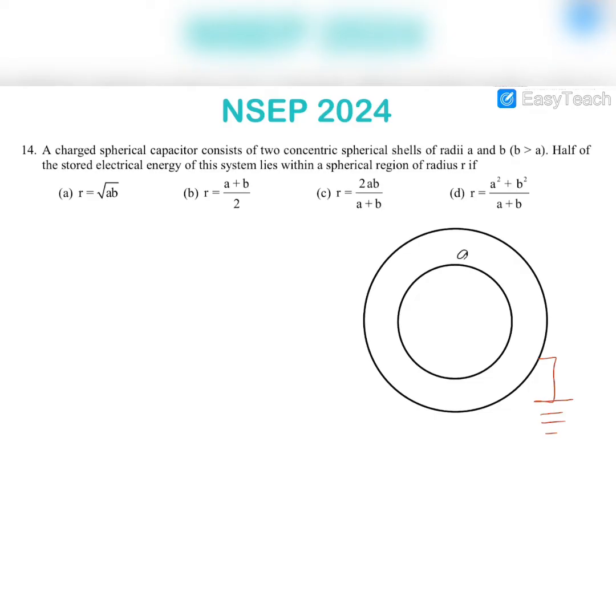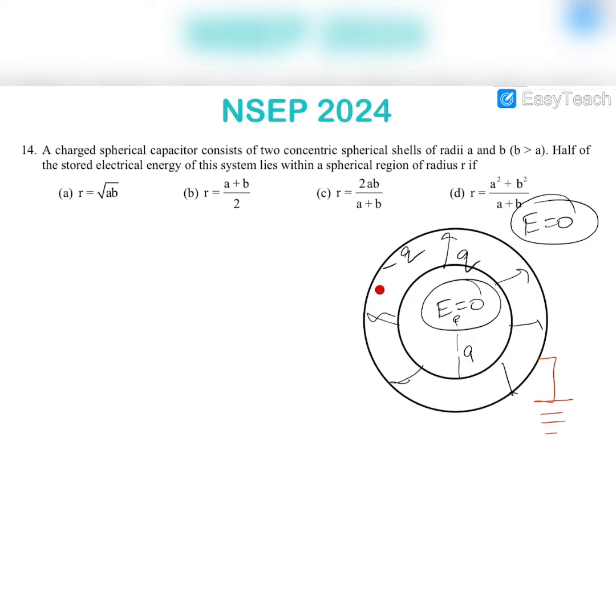So if we give a charge Q to the inner capacitor, whose radius is a, then the induced charge will be on the outer capacitor on the inner surface, and the charge on the outer surface will be 0, and there will be no electric field outside this region. Second, the most important thing is that the electric field in this region will be storing the energy, because inside the smaller shell the electric field is also 0. So the energy would be stored in this region only.